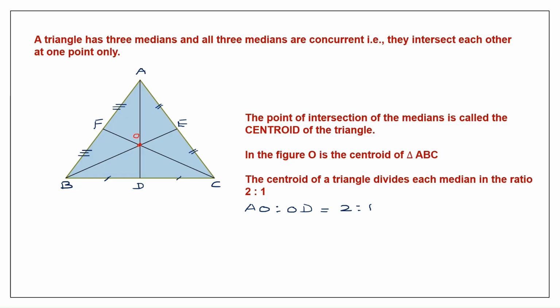Similarly, look at BO and OE. BO is to OE will also be in the ratio 2:1. Then we have CO. Watch the figure carefully. CO is to OF and that is in the ratio 2:1. So that means the point of intersection of the medians is the centroid, O is the centroid, and the centroid divides each median in the ratio 2:1 as we can see here.